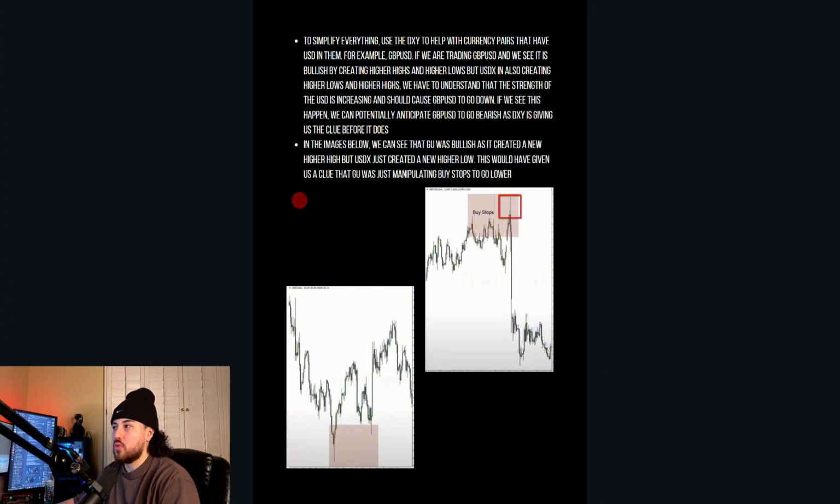In the images below, we can see that GU was bullish as it created a new higher high, but USDX just created a new higher low. This would have given us a clue that GU was just manipulating buy stops to go lower.